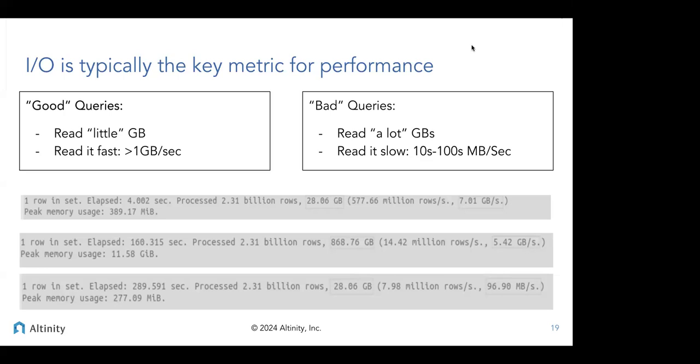And the third one still read the same amount of data as the first one, about 30 gigabytes, but the read speed was very poor. It was not 7 GB per second, but 100 MB per second, and it was even slower than the second one. Why did it happen? Because to create that example, I synthetically created a column which is compressed very aggressively.